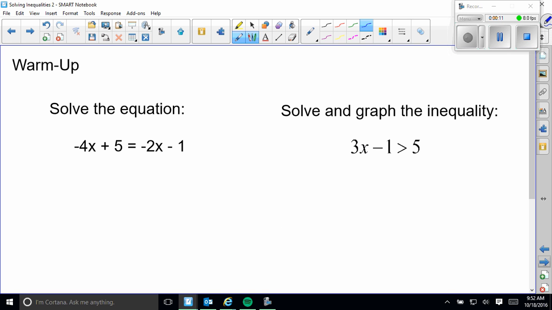Alright, so what I want you guys to do first is solve these two warm-up problems. Write these down and go ahead and write down all the steps you would use to solve both the equation and the inequality. I want you to make sure that you show all your steps and all your work so that we can check to make sure that you're doing it right. Go ahead and pause the video now so you can work these problems out.